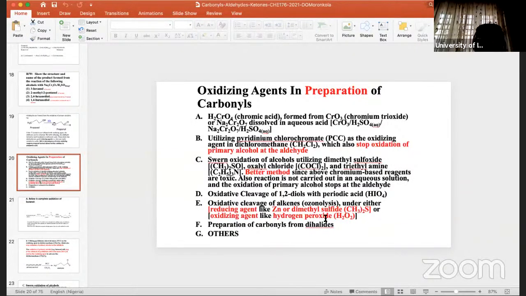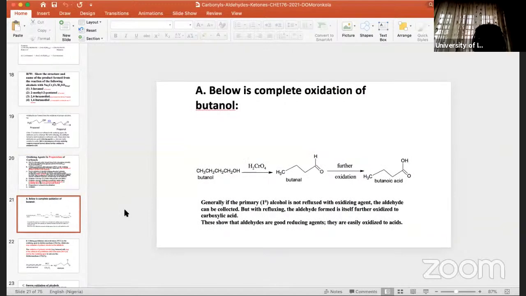But the workup condition we determine can go a long way to show what we are aiming at. You can work it up under a reducing agent or an oxidizing agent. Whenever you see reagents like zinc or dimethyl sulfide, that is a reducing workup. That's the second step of the reaction. While with hydrogen peroxide as the workup condition, that will be an oxidizing workup. The F1, we will be preparing these carbonyls from dihalides. Let's quickly start checking them up.